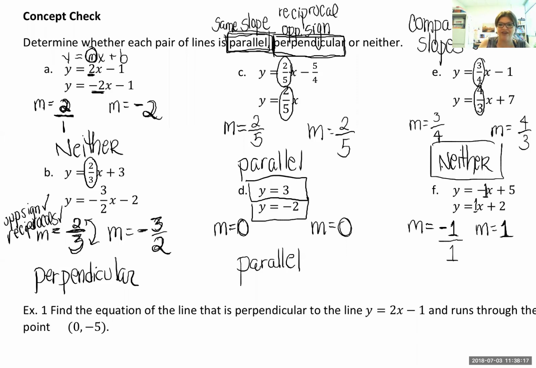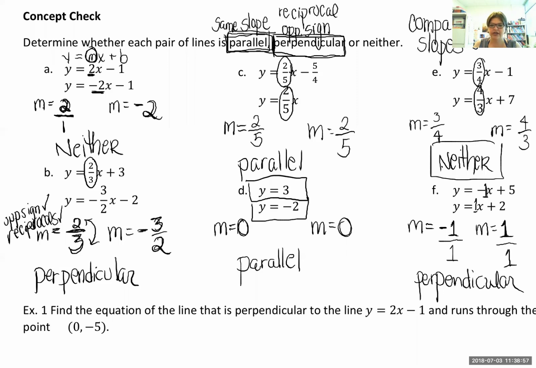Okay, so now if I were to flip 1 over 1, what would I get? 1 on top and 1 on the bottom. It's the same number. And so this one would end up 1 over 1. So are they reciprocals? Do they have opposite signs? They passed both tests for perpendicular. These two lines are perpendicular. Tricky. By the way, 1 is the only one that behaves that way because 1 is the number on the bottom of a fraction that you basically can't see. When you don't see the bottom of a fraction or the denominator, its denominator is 1.